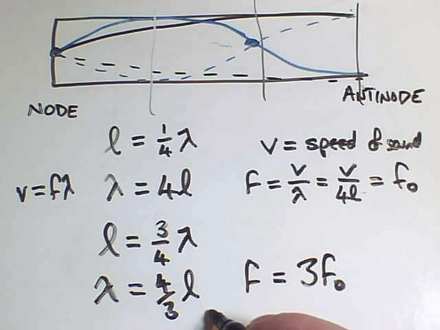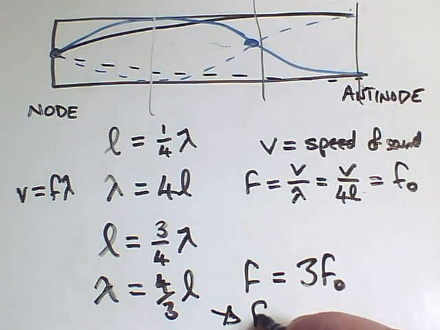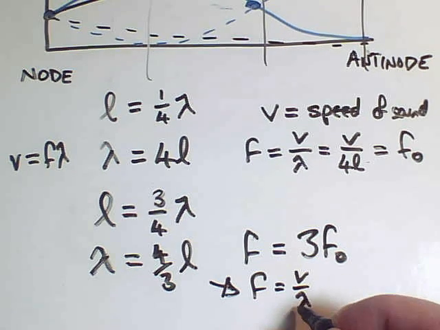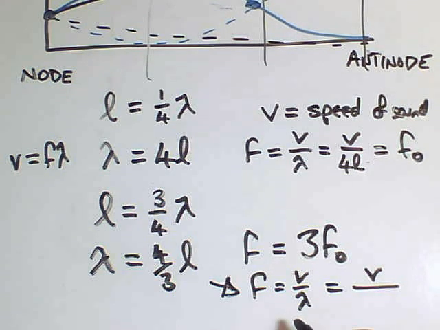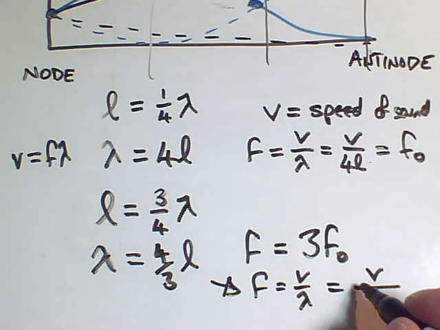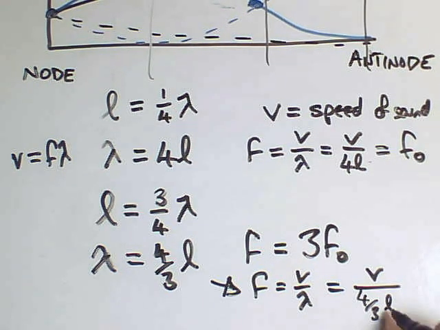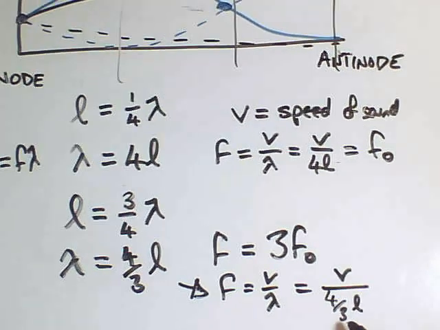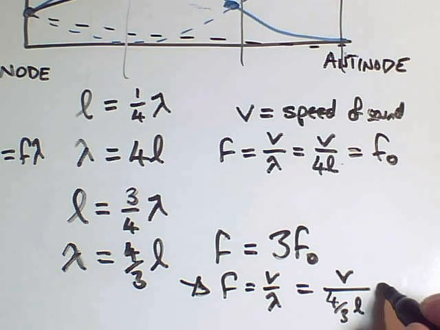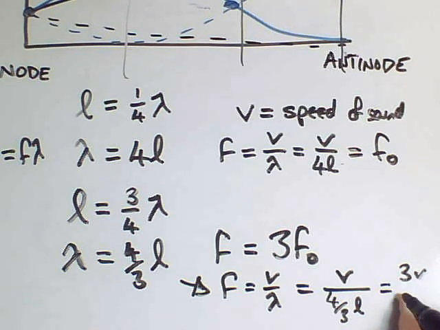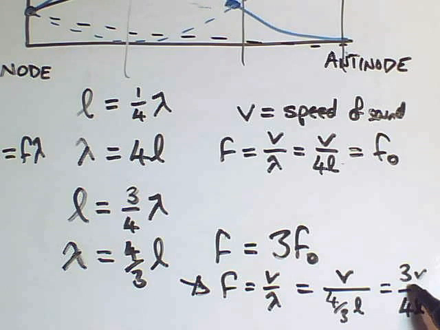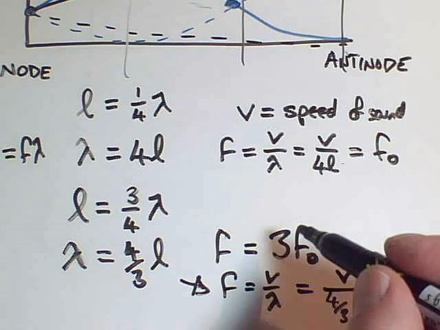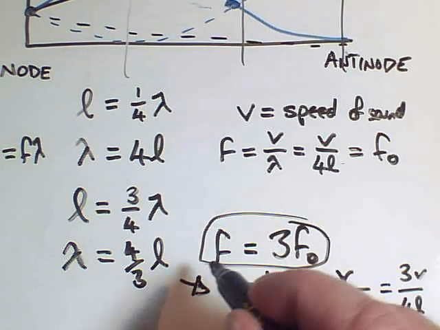I can put this into f equals v over lambda. So that's v, the speed of sound, over lambda, which is 4/3 of L. I've got a horrible fraction within a fraction, so I'd have to multiply the top and the bottom by 3 to get 3v over 4L. Then I can compare it with what I got for the fundamental frequency and see it's identical except for this 3 that's appeared, so it's 3 times as big, which is what I said to begin with, if only you'd believed me.